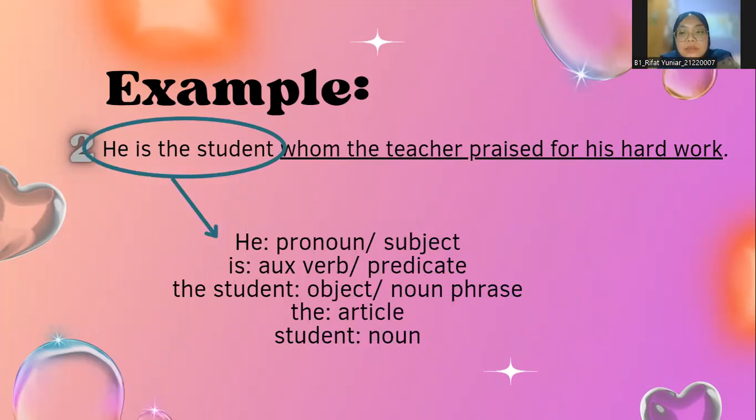And the core sentence, main sentence, is he is the student. And whom the teacher praised for his hard work is the adjective clause, and this is explaining the student. He is pronoun or subject, is is auxiliary verb or predicate. The student is object or noun phrase, and adjective clause is to describe about noun.